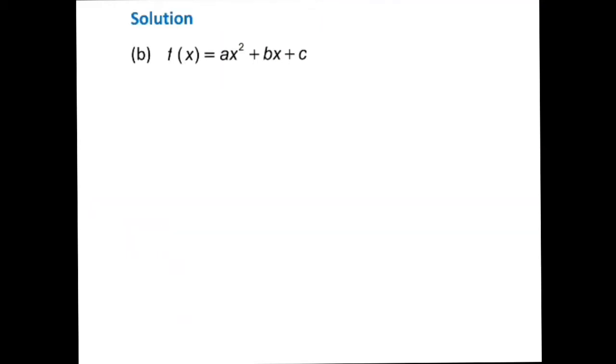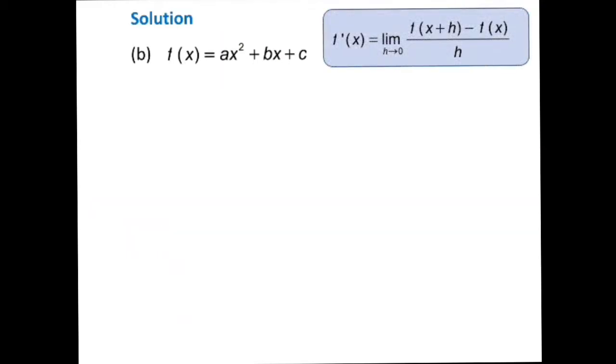Next example. This is ax squared plus bx plus c. First step is to find your function in terms of x plus h, replacing all of the x with x plus h. Remember, your x in the front here is squared. So what you have to do is put a bracket for your x plus h and write a power for it, replacing your x with x plus h.